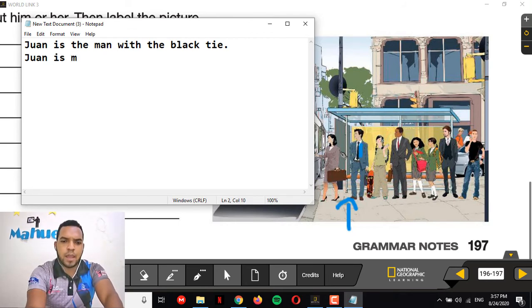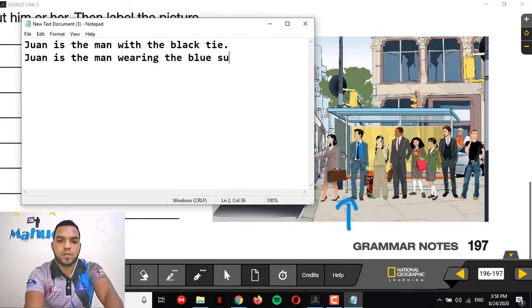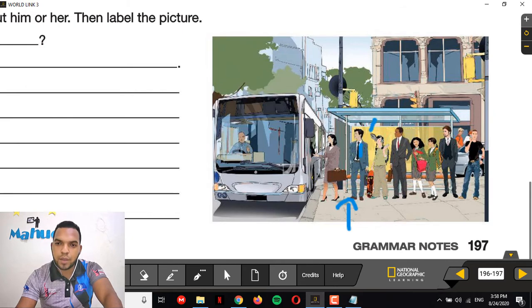Juan is the man wearing the blue suit. So look at the blue suit, and he is the only person with the blue suit.